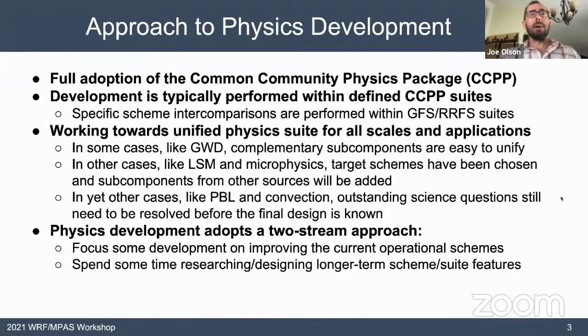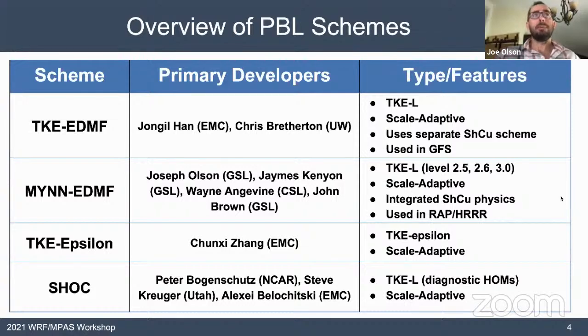But while this is happening, the physics development has adopted a two-stream approach, where we focus some of our efforts on improving the current operational schemes, and some other efforts on research and designing for longer-term scheme and suite features. I'm going to talk about some of the boundary layer development first. There are basically four schemes that have been considered candidates. All have some promising attributes. Most of the development, though, has been done in these top two schemes, the TK-EDMF, which is currently used in the GFS, and the MYNN-EDMF that's currently used in RAP and HRRR. And Chunxi will talk more about his scheme later on this session. It's also a promising scheme.